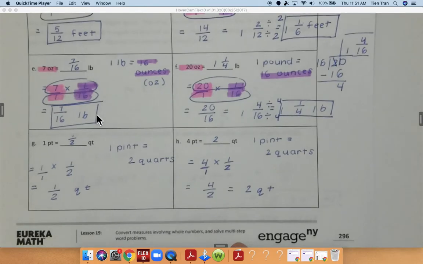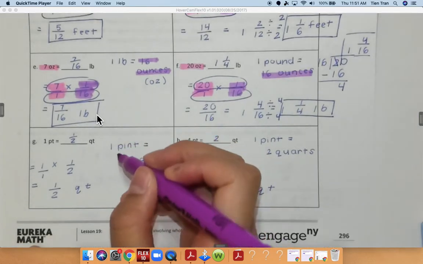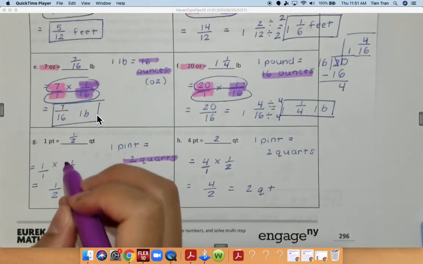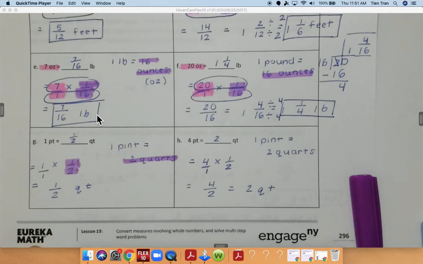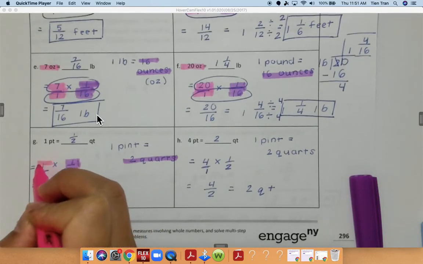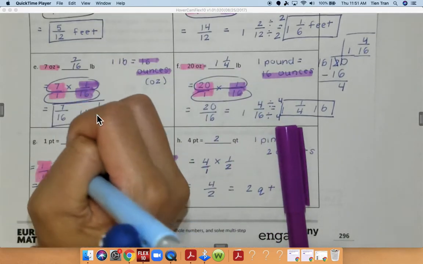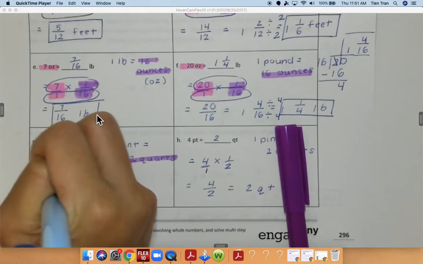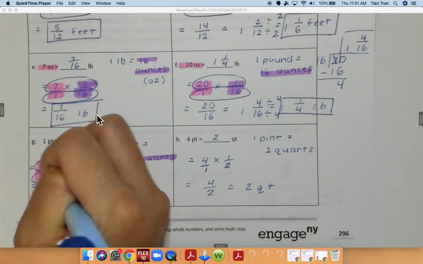Problem G. I have 1 pint and I'm changing it into quarts. So this is where I know that 1 pint is equal to 1/2 quart. So I'm multiplying 1 times 1/2. That's where I'm getting 1 from. So 1 times 1 is equal to 1, and 1 times 2 is equal to 2. So my final answer is 1/2 quart.